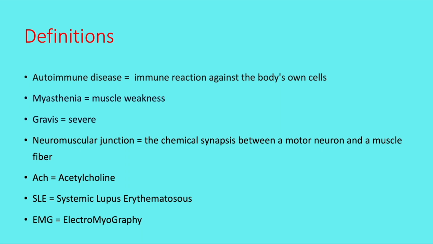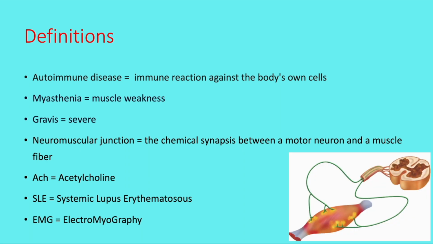Neuromuscular junction is the synapse between a motor neuron and a muscle fiber. We will see later a picture explaining this in more detail. Acetylcholine can be abbreviated as ACH. SLE stands for systemic lupus erythematosus. It's an autoimmune disease. EMG stands for electromyography, a test that will be used in the diagnosis of myasthenia gravis.